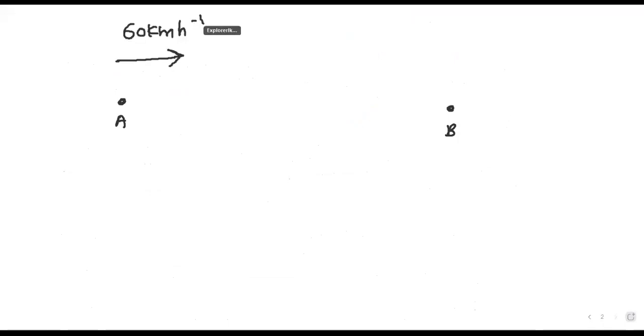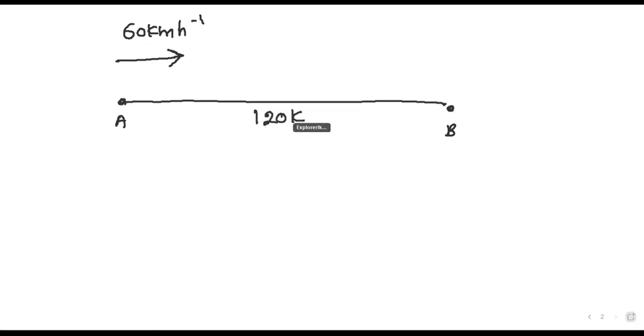Now imagine the distance between the two cities is 120 kilometers. The vehicle traveling from A to B is moving at a uniform speed of 60 kilometers per hour. So now imagine how many hours this vehicle would take to travel from point A to point B. It travels at a speed of 60 kilometers per hour.